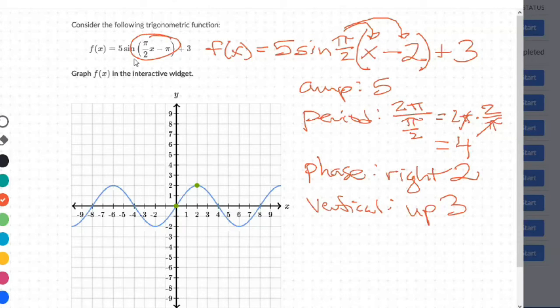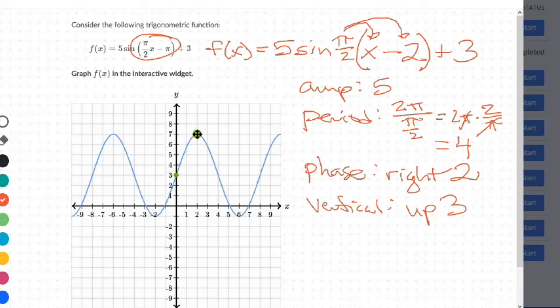This is a sine graph, which means it starts at its midline. So I'm going to grab this midline point, move it up to 3. That's the midline. And it is sine, so it starts at the origin. And amplitude is 5, which means since there's no negative up here, it's not flipped. So I'm going to go up 5. So 1, 2, 3, 4, 5. So there's my amplitude of 5.